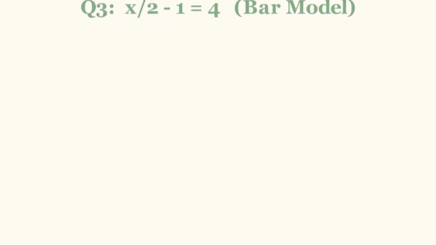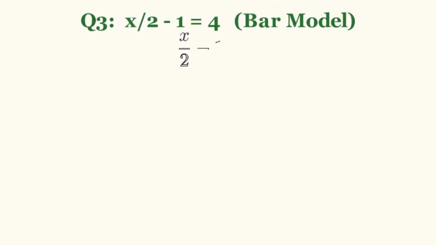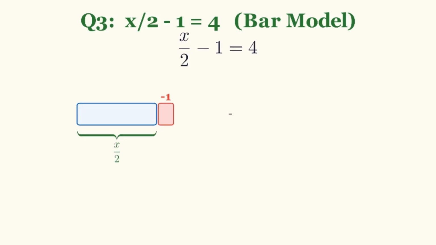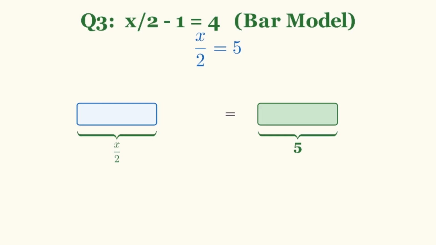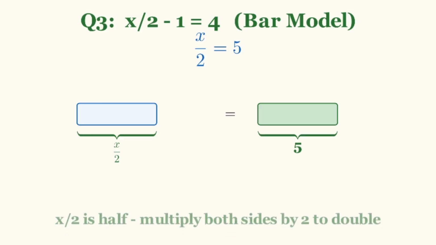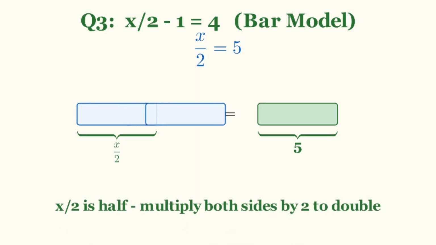Now the fraction family. X over 2 minus 1 equals 4. Picture it as bars. This blue bar is x over 2, half of x. This little red piece is the minus 1. Together they equal the green bar, which is 4. The minus 1 is the outermost layer, so we add 1 to both sides. The red piece fills back in, and the 4 becomes 5. Now x over 2 equals 5.